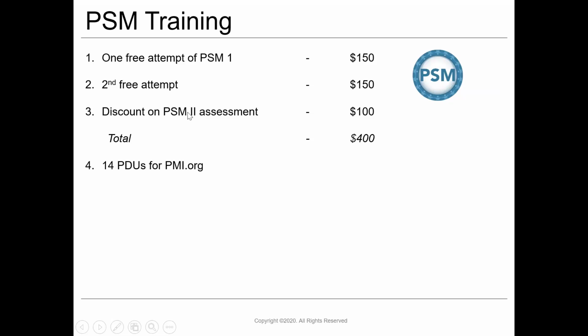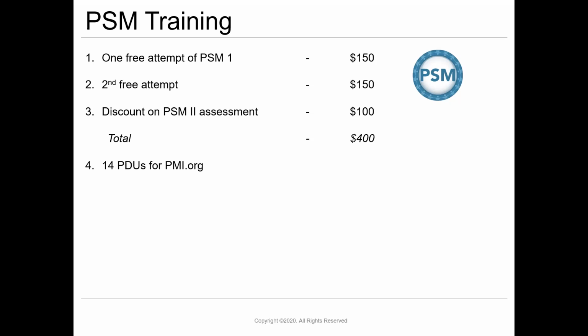Finally, the training part. As part of the training, you will get a free attempt for PSM1, which actually costs $150. The good thing added by scrum.org is that if a participant gives his or her first attempt within 14 days after attending the training, and unfortunately doesn't get the required percentage, then he or she will get another free attempt. That's the second free attempt, and there is no expiry for the second free attempt, which means you must give your first attempt within 14 days after the training.